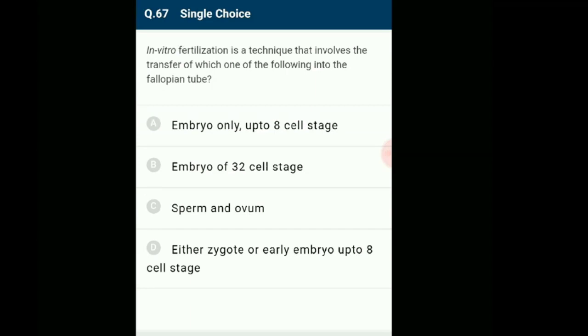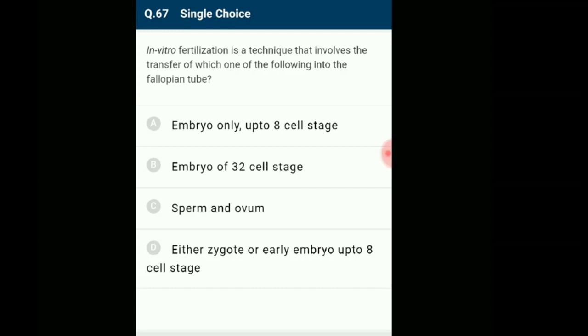Question number 67. In vitro fertilization is the technique that involves the transfer of which one of the following into the fallopian tube? The baby produced by conceiving in a culture dish and nourishing in the uterus is called a test tube baby. This method involves in vitro fertilization, called IVF. Fertilization of male and female gametes occurs outside the body, under almost similar conditions as in the body, followed by embryo transfer. Either the zygote or an early embryo up to 8 blastomeres is transferred into the fallopian tube.